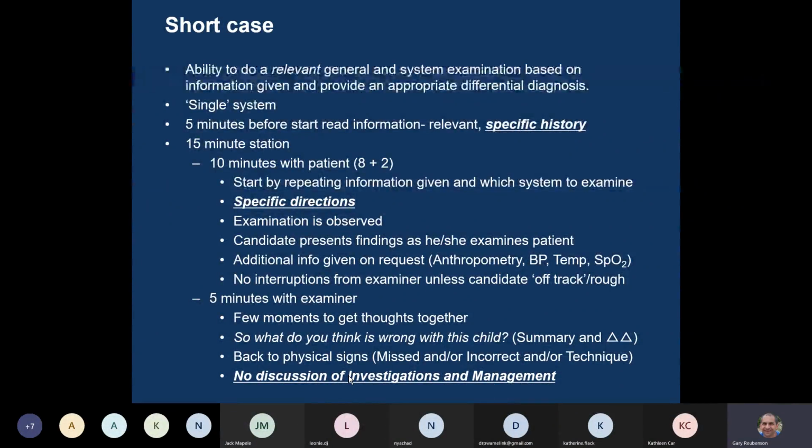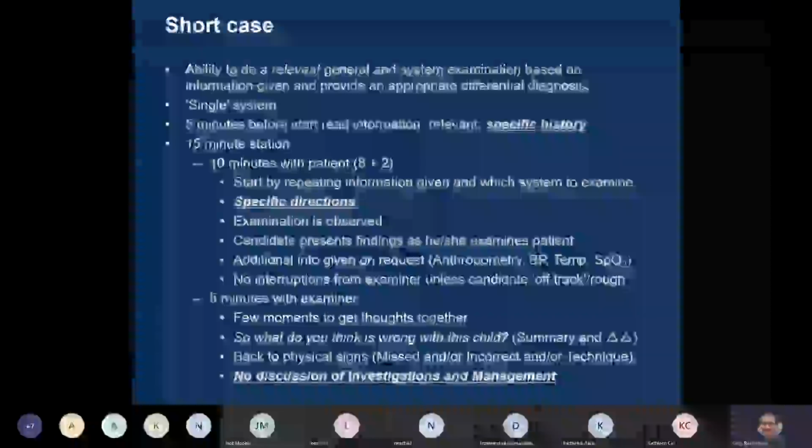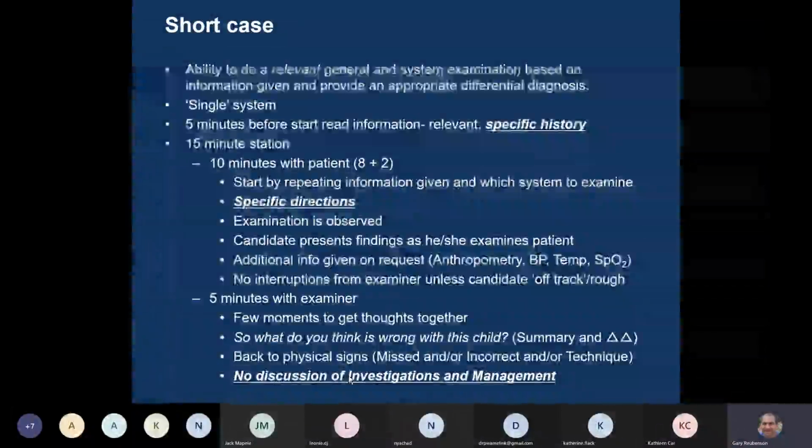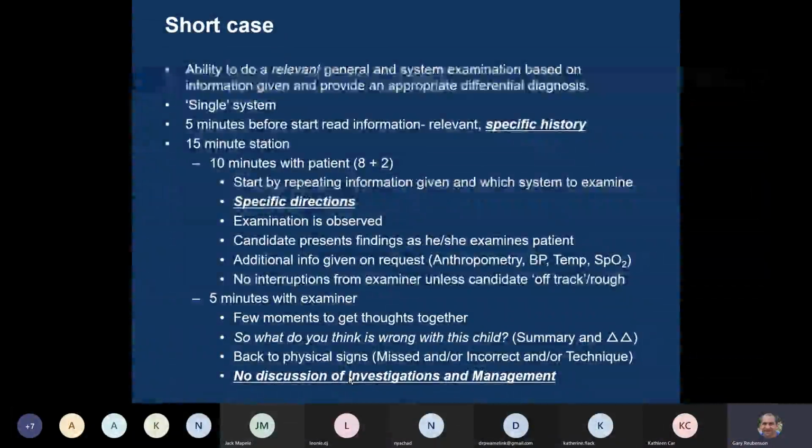With 2 minutes of the 10 minutes to go, they'll let you know that you've only got a couple of minutes left and you can start finishing off. At the end of that 10 minutes, they'll give you some time to put your thoughts together and give your assessment. Again, they may take you back to the patient if they want to. And then the discussion here will largely focus around, how have you interpreted the clinical signs? How have you come to your differential diagnosis? It's not about investigation and management in that discussion.